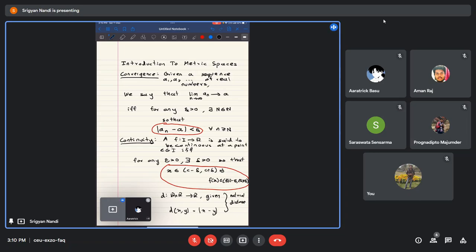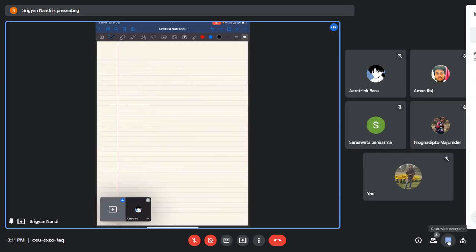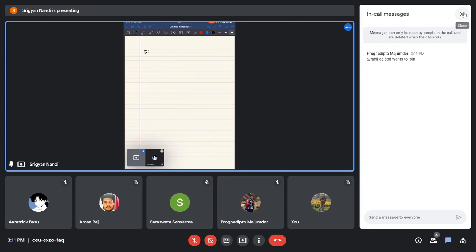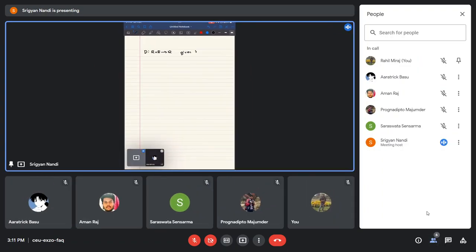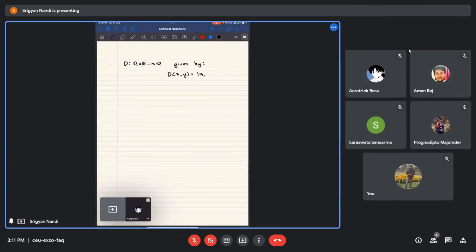So it gives the neighborhoods around the points and how close each neighborhood has to be to another for things such as continuity and convergence to take place. So far we have dealt with the standard distance on R given by |x minus y|. So we might rewrite the above two definitions in terms of just the distance function. To write it formally, if D is a distance function from R cross R to R, given by D(x, y) equals |x minus y|.